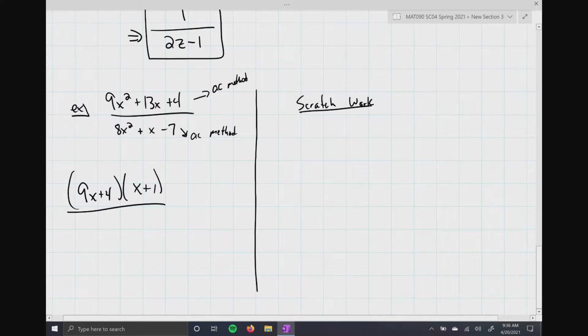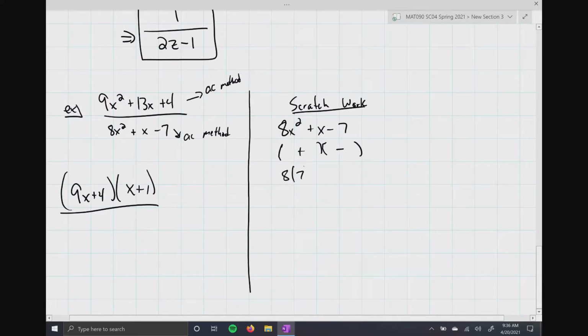Now, for the denominator, 8x squared plus x minus 7. First, I get an idea. I know my signs are going to be plus and minus. I take a times c, which is going to be 8 times 7, I think, is 56. Am I correct? All right. So 1 and 56. 2 and 28.